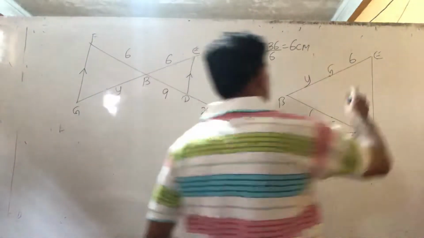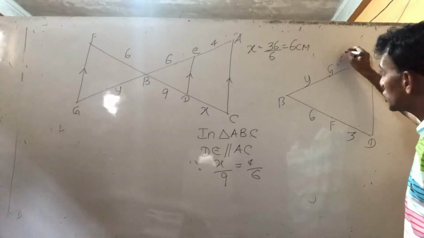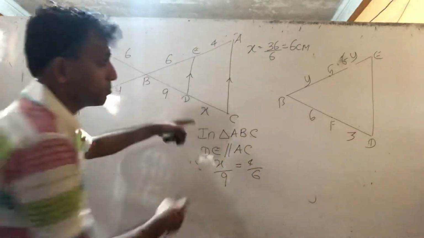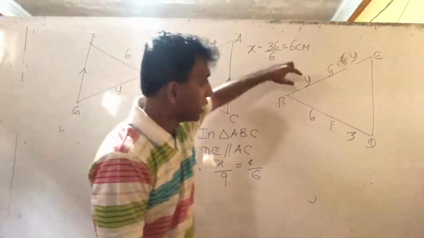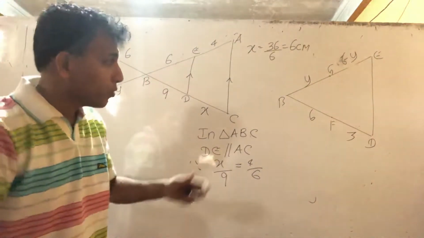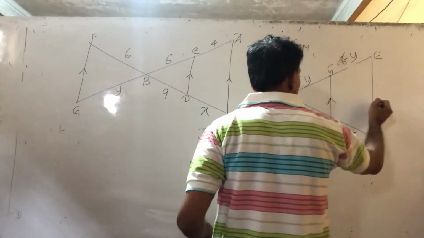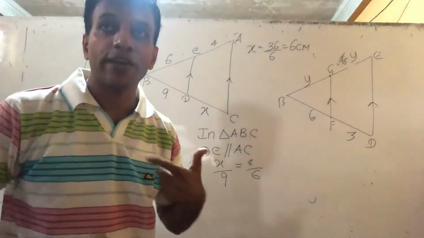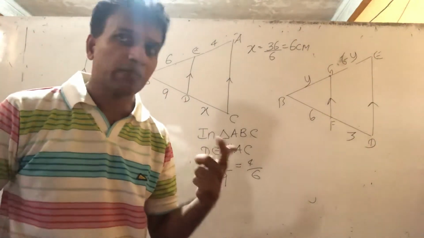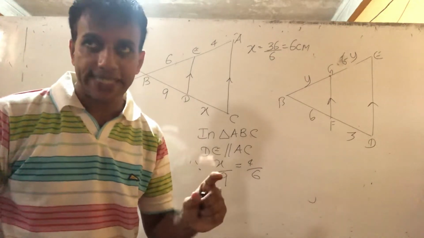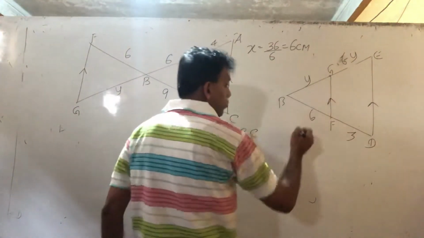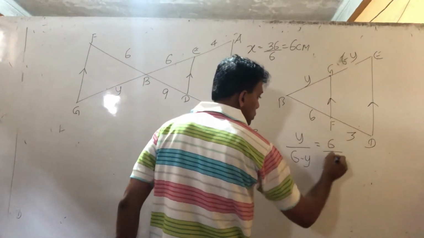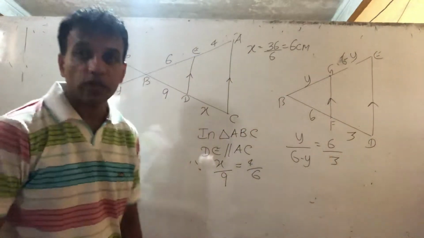BG is Y. So this is wrong. Sorry, 6 minus Y. BE is 6. So here Y means the remaining part is 6 minus Y. And now write the ratio. These two are parallel. Write the ratio. An answer never comes out minus. Y equals minus 2 centimeter, mine is wrong. An answer can be a decimal, no matter, but mostly a positive integer. Write the ratio: Y over 6 minus Y equals 6 over 3.